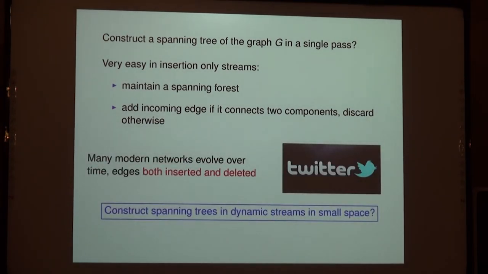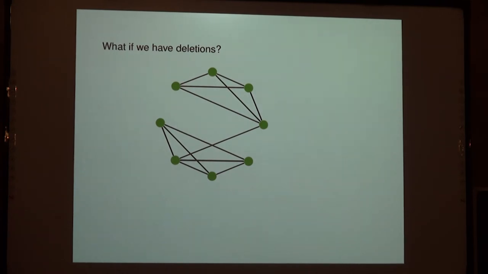So this is a very easy problem in insertion-only streams. But now, suppose that we're analyzing some network that evolves over time. So some edges come in, and sometimes edges depart. So now you can get insertions and deletions of edges. And now this becomes a much harder problem. Let me convince you that this is a much harder problem, and it's quite surprising that you can solve it using a small amount of space.